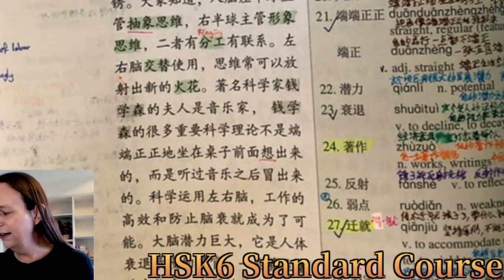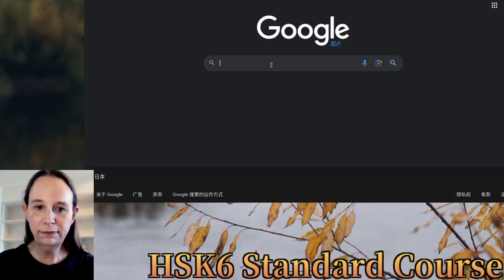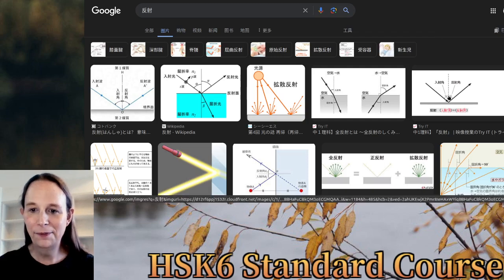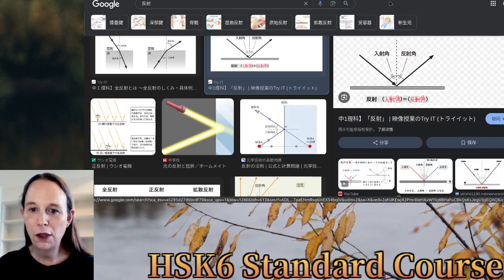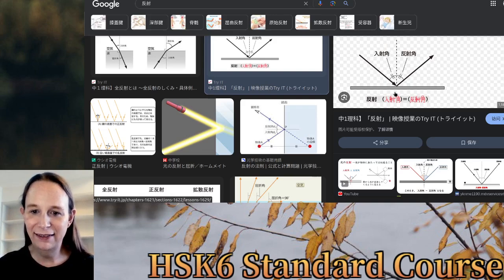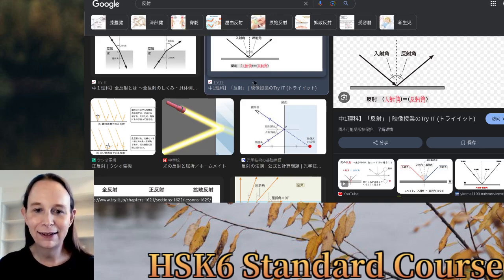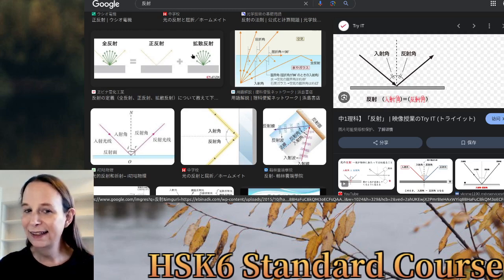反射, or let's just put it in Google image search, see what comes up. 反射, yeah, reflect. It's kind of what you think it means. 入射角, 反射角. So this 角 is an angle here, right? So this is the reflection angle. So this will be angle of incidence or something. Okay, 全反射, complete reflection. 正反射. So this is reflecting at a right angle, I guess.